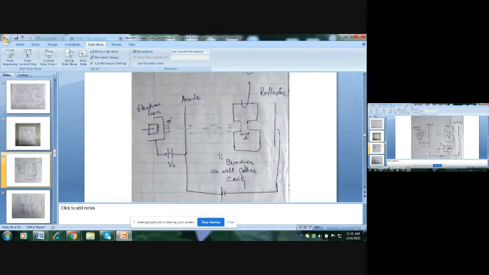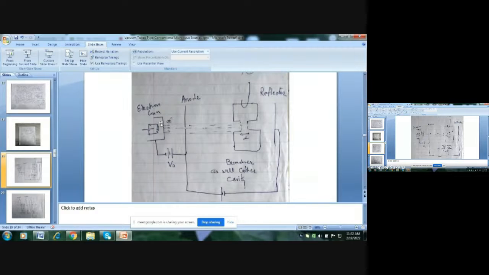Now this is the construction of the reflex klystron, in which, same as before, we have an electron gun, anode, and a single cavity which acts as a buncher as well as a catcher cavity, and then there is a reflector. Now we apply a negative potential at this reflector. So this is the drift space.